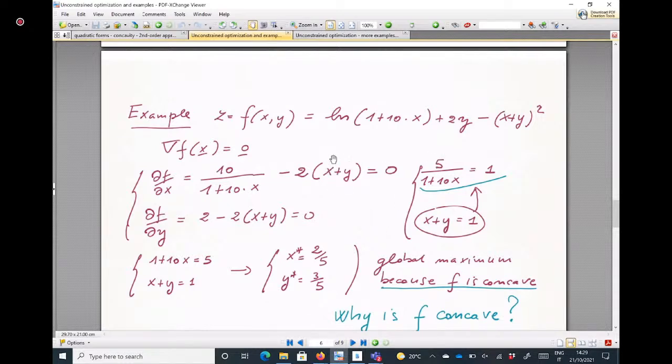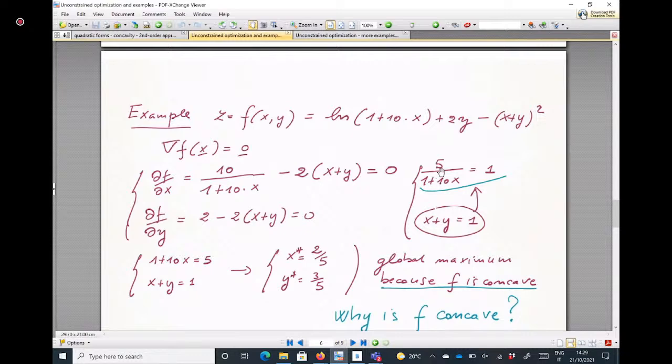Now, here I have the sum, so I replace it with 1. Okay? And this first equation becomes 10 over 1 plus 10x is equal to 2 on the right. I divide both sides by 2, and I have 5 divided by 1 plus 10x is equal to 1. Okay? Since both this one and this one are equal to 1, this must be equal to this.